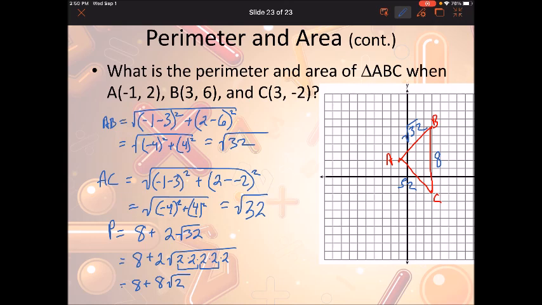Now, what about the area? Well, the area is actually fairly easy in this particular case, because we already have, if I use this 8 as my base, and I go straight from A down, making a perpendicular, I get a length of 4. So my area is then equal to 1/2 my base of 8 times my height of 4, which gives me 16 square units.